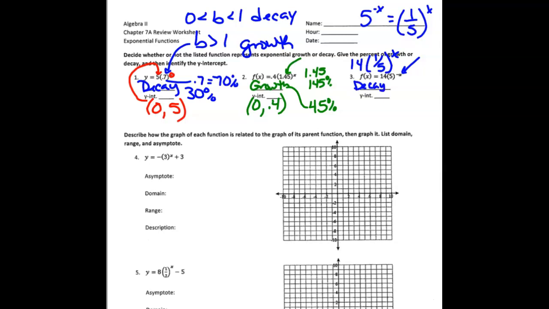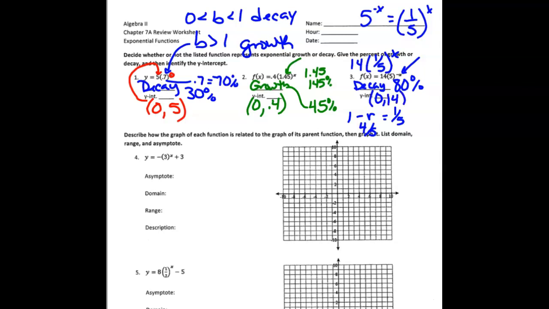We're at 1/5, so 1 minus what fraction would give us 1/5? We're going to have to subtract 4/5. Okay, 1 minus 4/5 would give us 1/5. So we have decayed 4/5. And 4/5 as a decimal is 0.8, which means we've decayed 80%. Our y-intercept, again, is the coordinates (0, 14), the first number there.